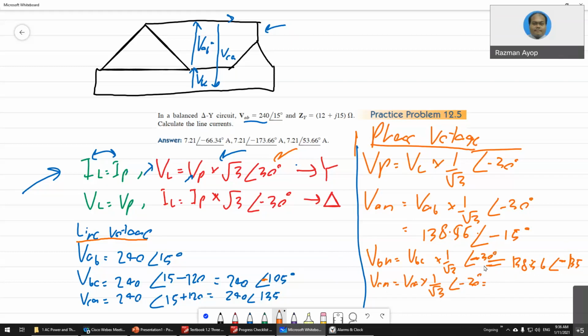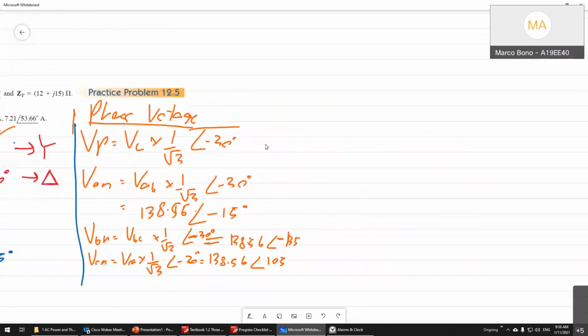Okay, make sure you show this. You cannot just write the answer. Make sure you show the steps. So 138.56 angle, 135 minus 30 is 105. Is it correct? Yes, doctor.